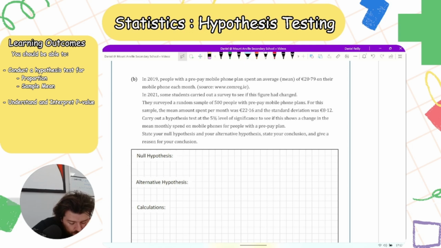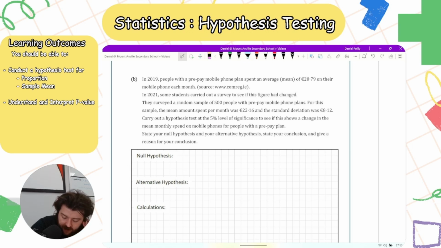In 2021, some students carried out a survey to see if this figure has changed. They surveyed a random sample of 500 people with prepaid mobile phone plans. For this sample, the mean amount spent per month was €22.16, and the standard deviation was €8.12. Carry out a hypothesis test at 5% level of significance to see if there shows a change in the mean monthly spend on mobile phones. State your null, alternate, conclusion, and give reason for your conclusion.